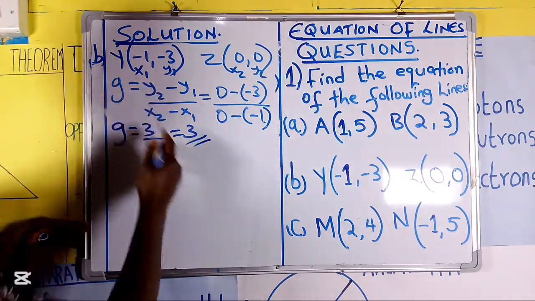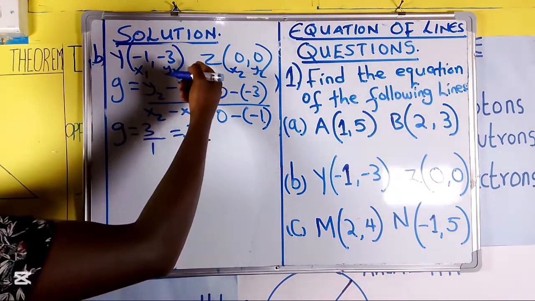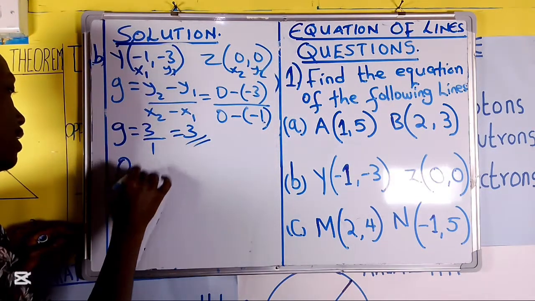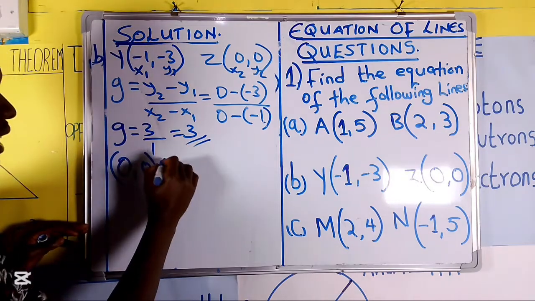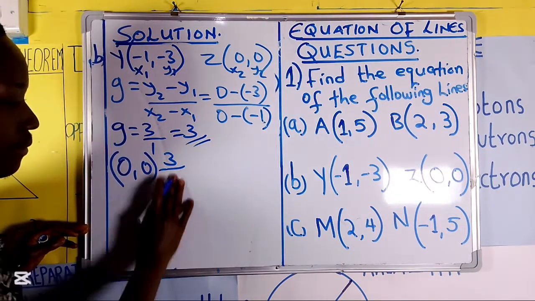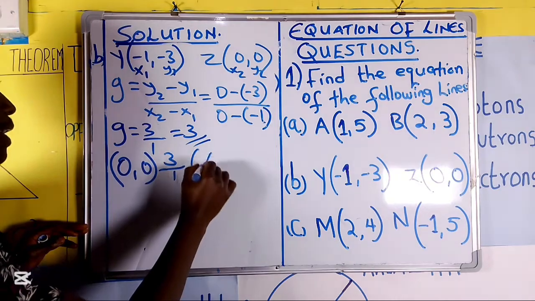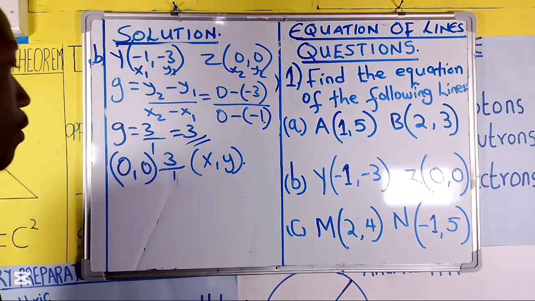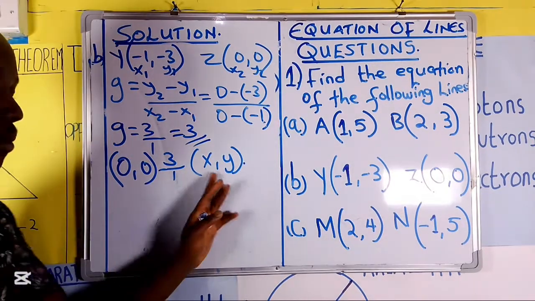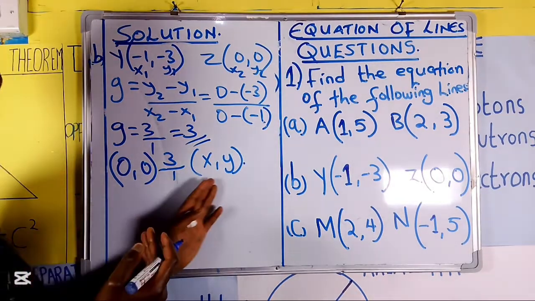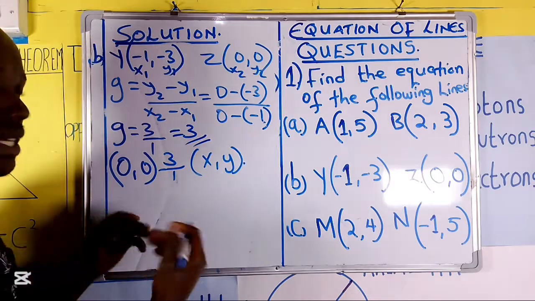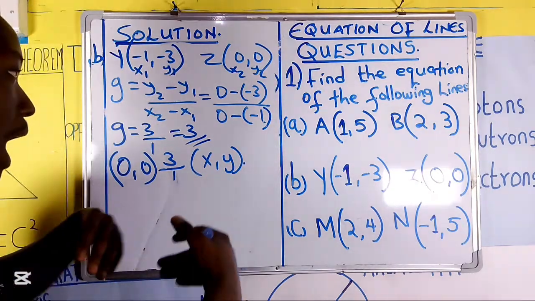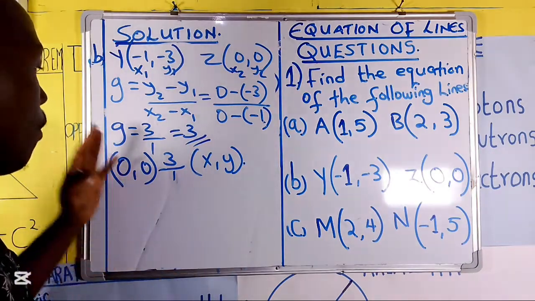So in this case, let's choose z. So we have 0, 0. Our gradient is 3 over 1. And our arbitrary point is equivalent to x, y. I hope you now understand why we introduced an arbitrary point, because an arbitrary point is another coordinate existing along or across the line yz.